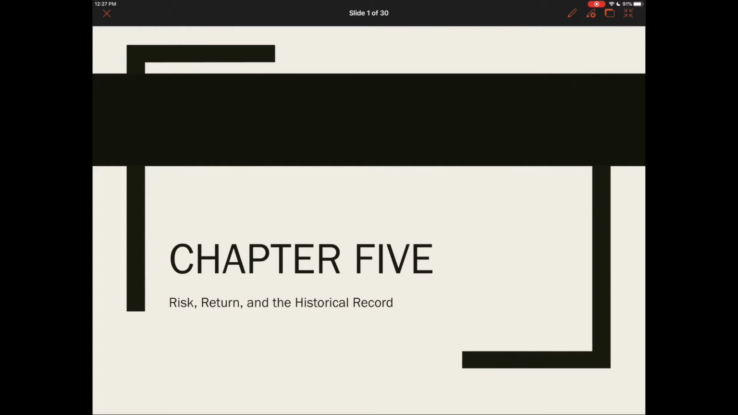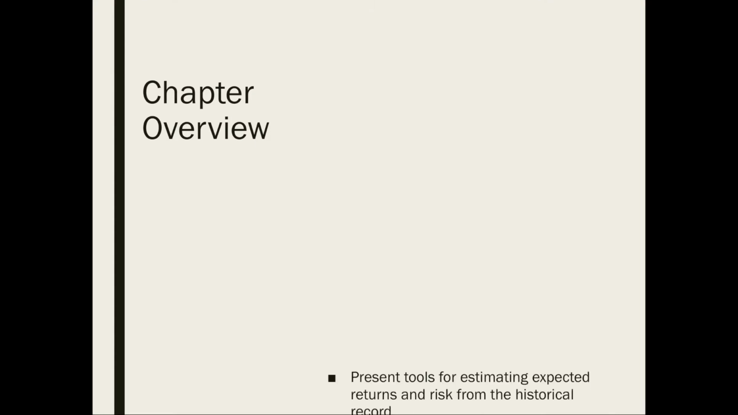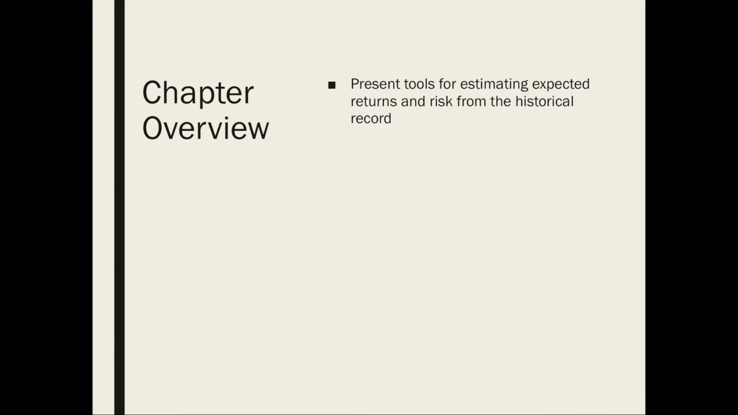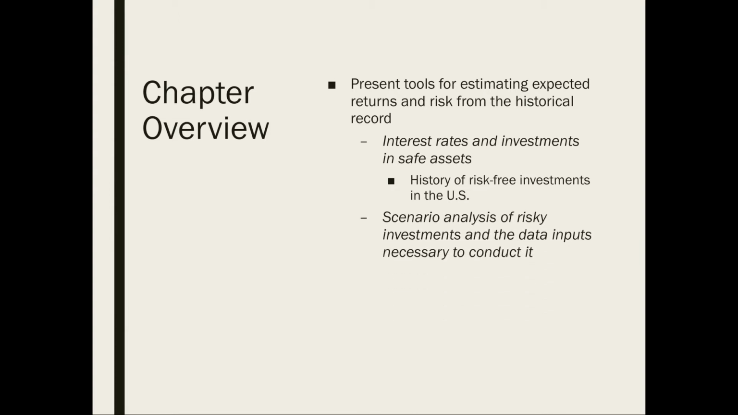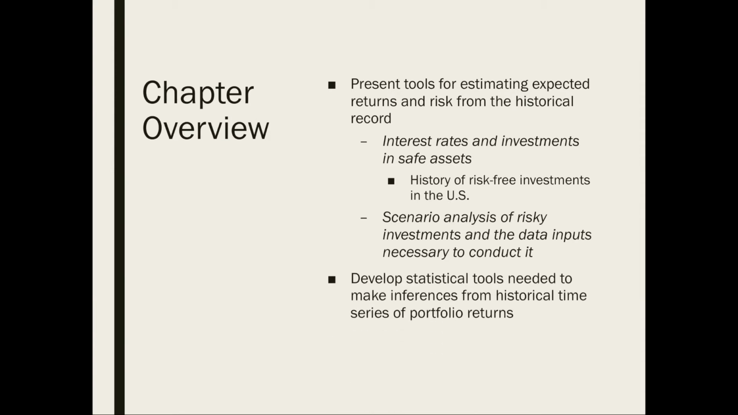So starting off with a quick chapter overview, first we will present tools for estimating expected returns and risk from historical record. We will look at interest rates and investments in safe assets, and also the history of risk-free investments in the U.S. We will then conduct scenario analyses of risky investments and the data inputs necessary to conduct it. And then lastly, we will develop statistical tools needed to make inferences from historical time series of portfolio returns.